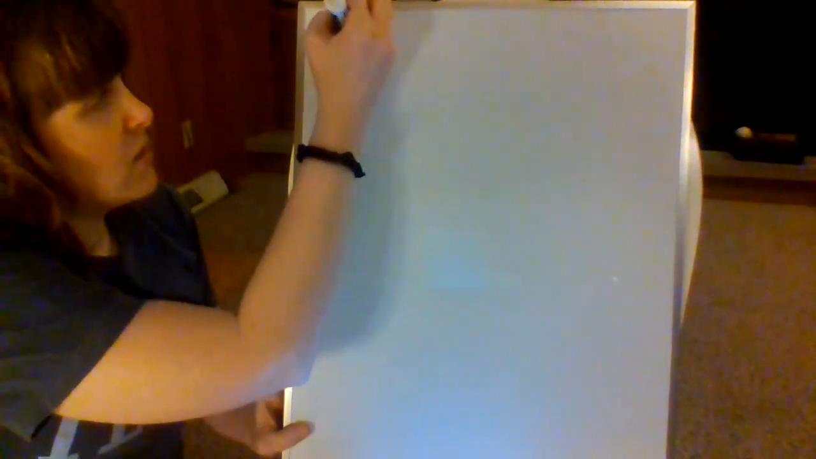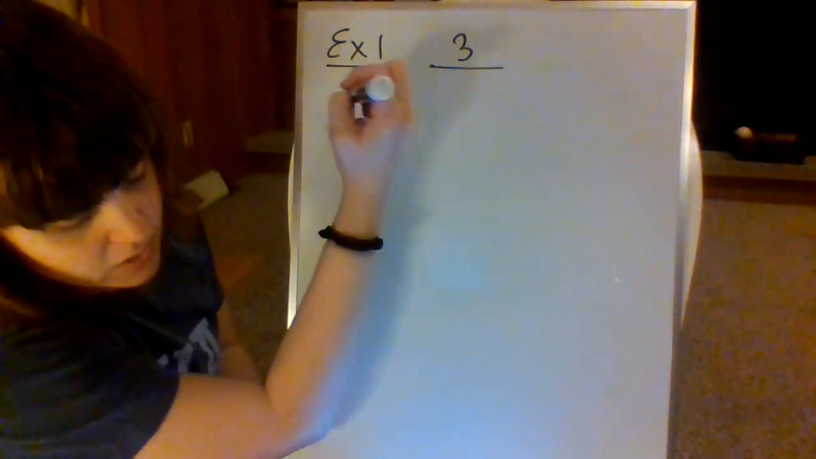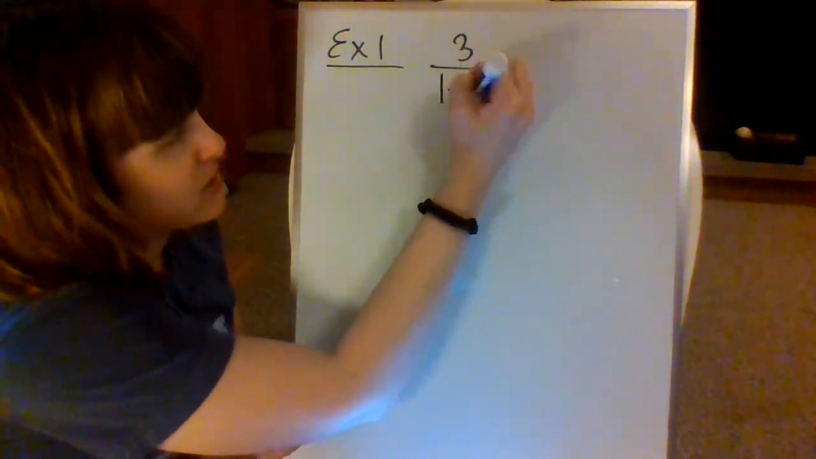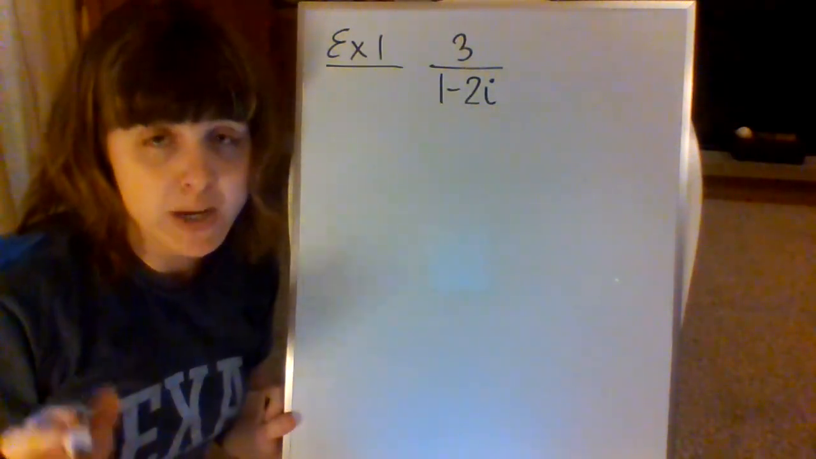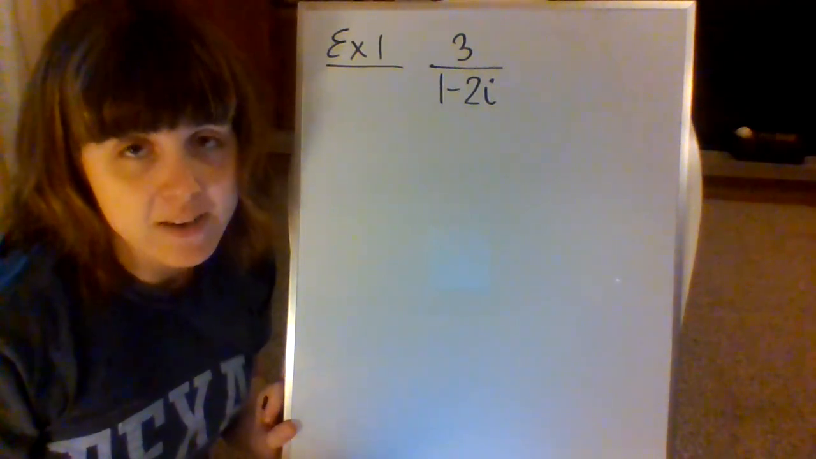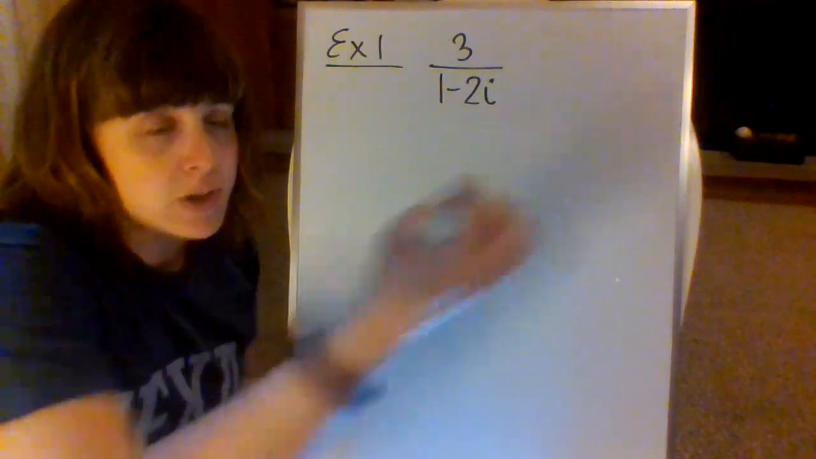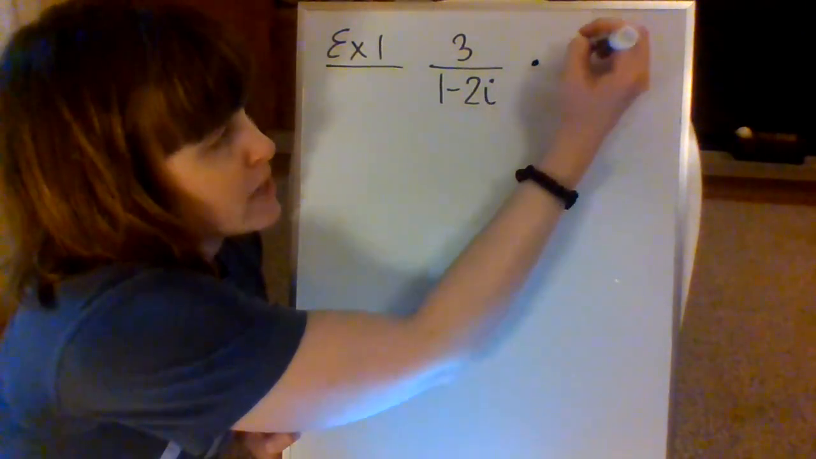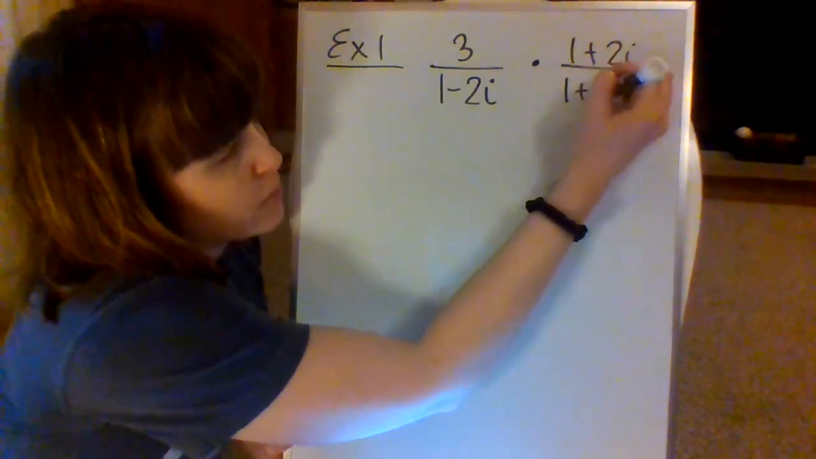Alright, so example 1 looks like this. Three divided by 1 minus 2i. Alright, so we're going to look at the bottom of this fraction, 1 minus 2i. And like I said, we don't like to have complex numbers in the bottom of a fraction. So to get rid of it, we're going to multiply the top and the bottom by its conjugate, which is 1 plus 2i.